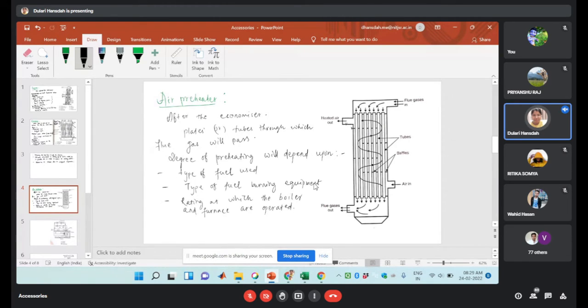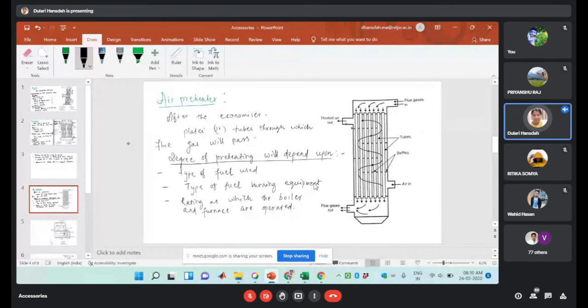So the degree of preheating of the air will depend on the type of fuel used, the type of equipment where your fuel will burn, and the rating at which the boiler and the furnace are operated. In the air preheater, as I have already told you, the hot flue gases will flow through the plates or tubes, and on the other side there will be the flow of air, so that it will preheat the air which will be supplied to the furnace. Preheated air will accelerate the combustion and facilitate the proper combustion of the coal.